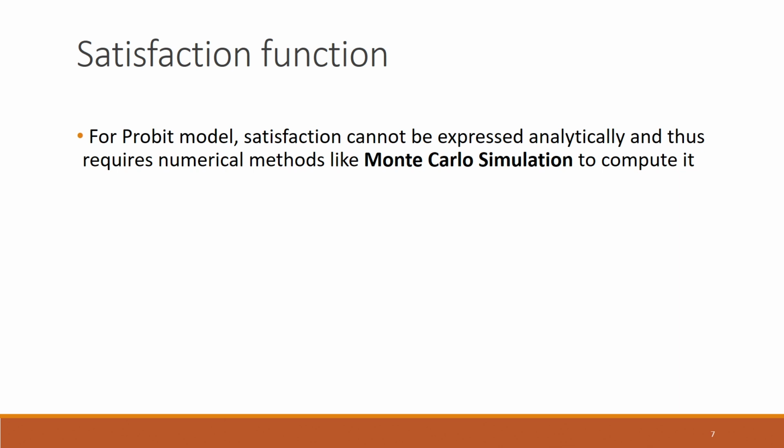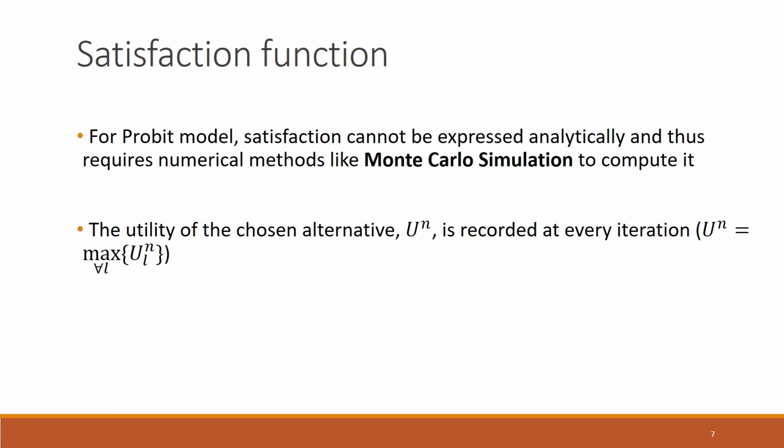So, for the probit model, the satisfaction function cannot be expressed analytically, and thus requires numerical methods like Monte Carlo simulation to compute it. If you remember, in the last class we had seen how we can use Monte Carlo simulation to determine the choice probability for the probit model, because it is not possible to determine that in a closed form expression like the logit model. So, let us now see how we can determine the satisfaction value for the probit model.